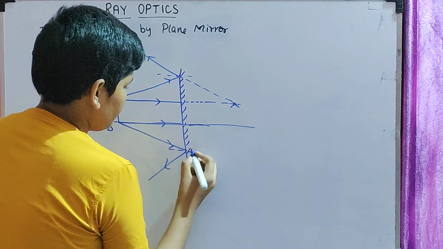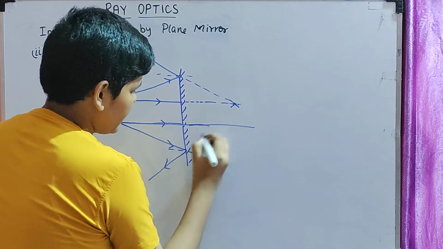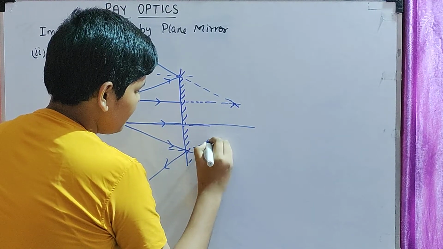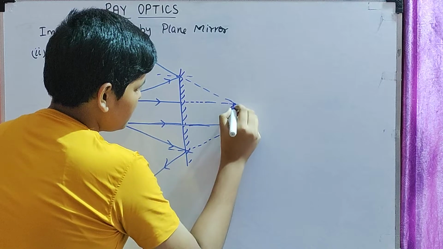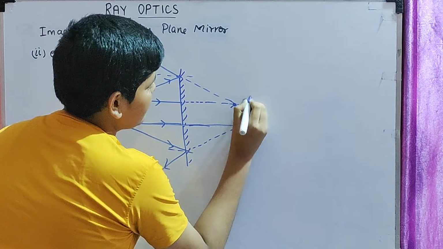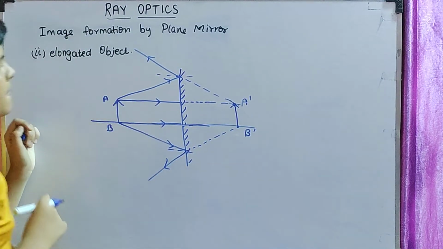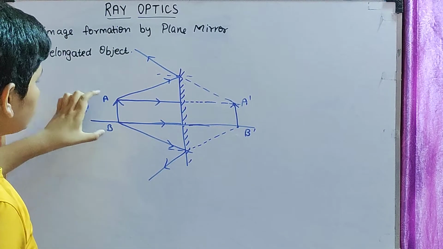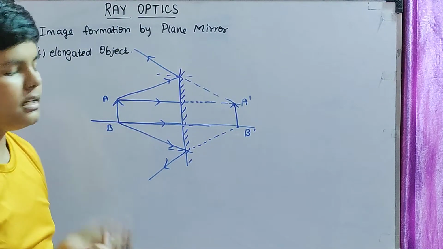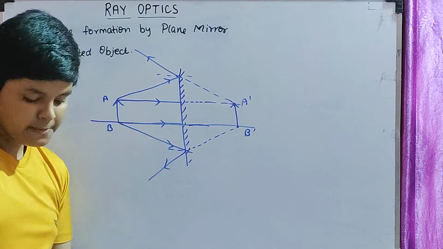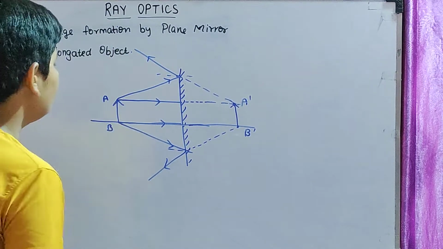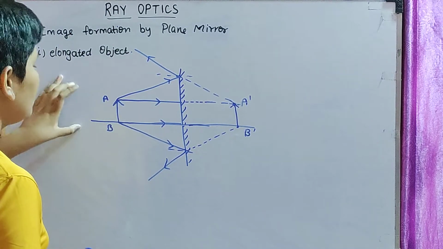Over here, A and B will also be produced backward. This will be produced like this. So here we will be making A dash and B dash. So AB was the elongated object and this is the reflected one, that is the image. So that is how you form the image of an elongated object.